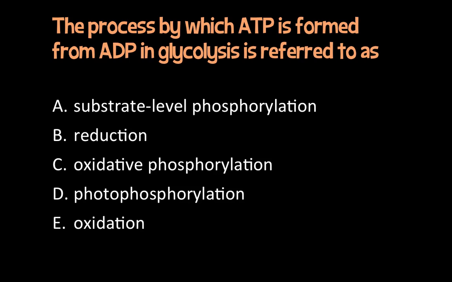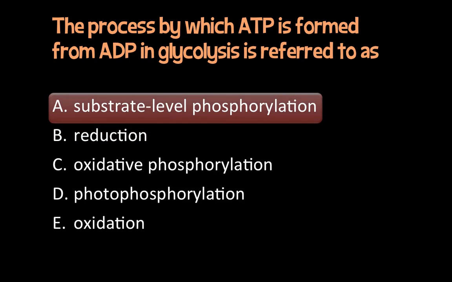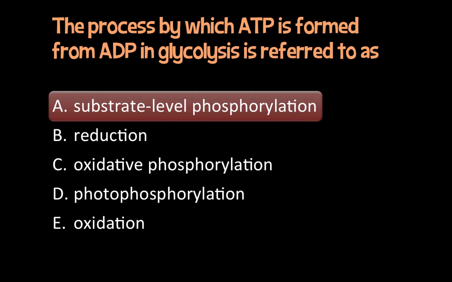The process by which ATP is formed from ADP in glycolysis is referred to as, well, I think the 2 possible answers you should be deliberating between will be substrate level phosphorylation and oxidative phosphorylation. Those are the 2 ways in which the cell can form ATP, but it's an MCQ. There can be only one right answer. And the thing here is that ATP is formed from ADP in glycolysis by the process called substrate level phosphorylation.